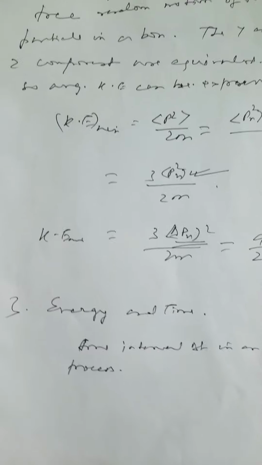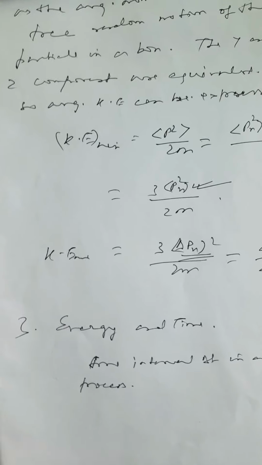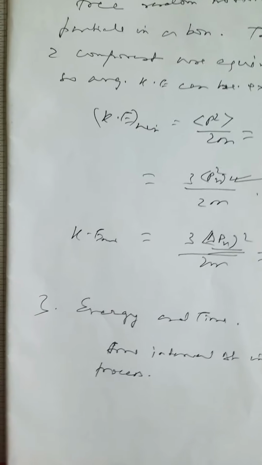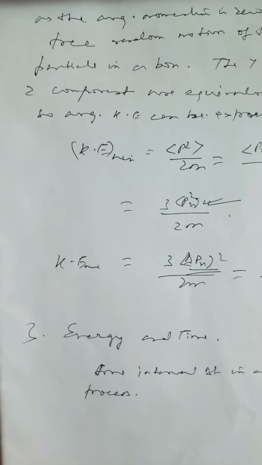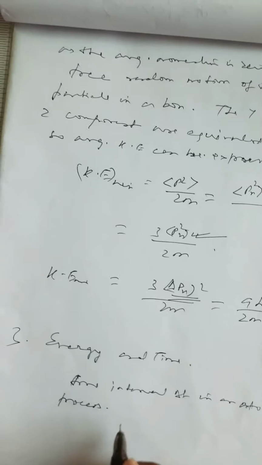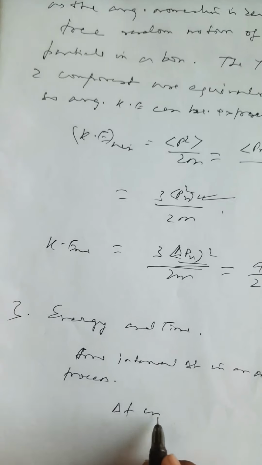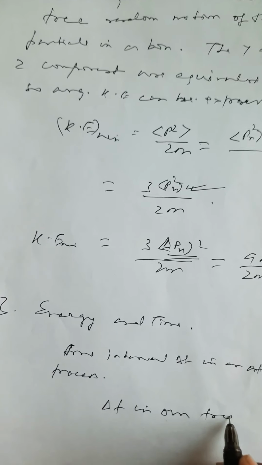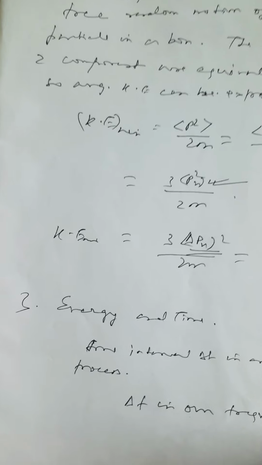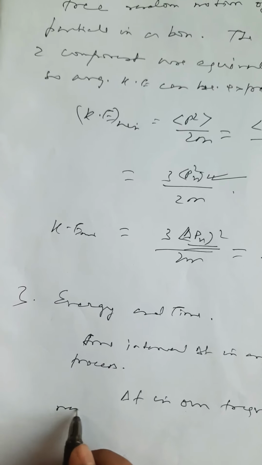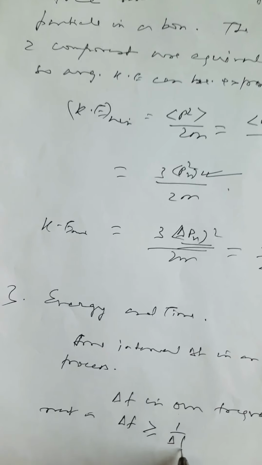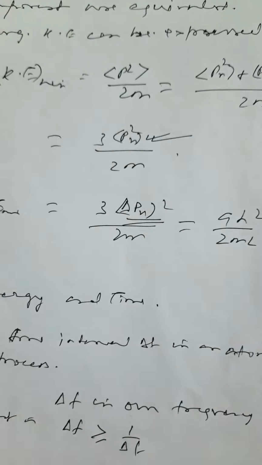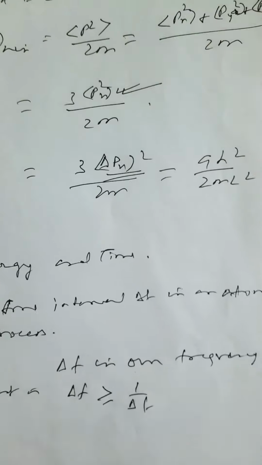Now we assume that the minimum uncertainty in the number of waves we count in a wave group is one wave. Since the frequency of the wave under study is equal to the number of waves we count divided by the total interval, the uncertainty delta f in our frequency measurement is delta f greater than or equal to 1 by delta t.